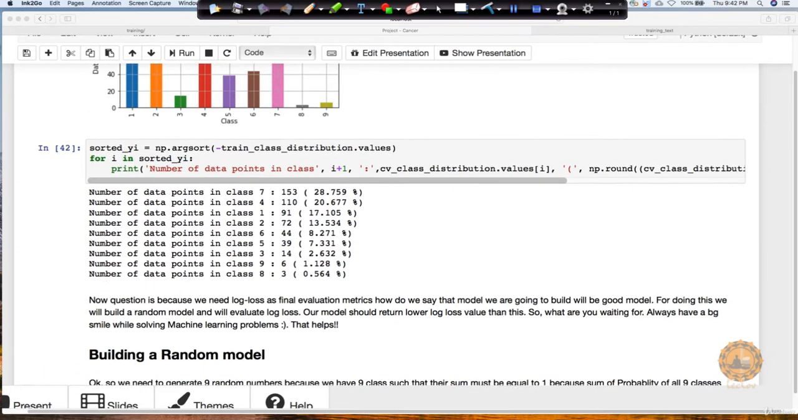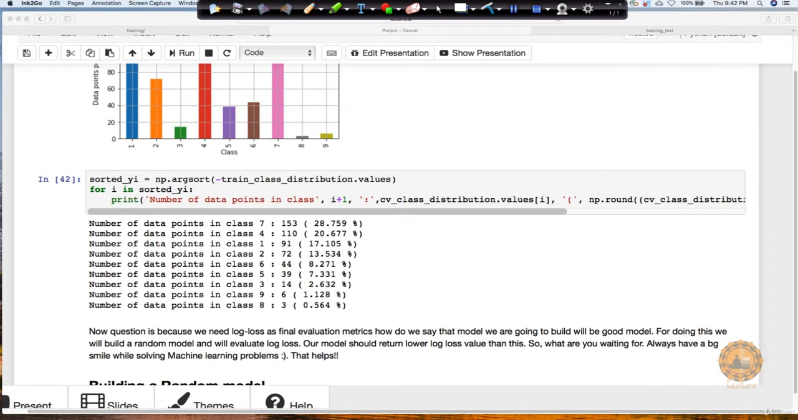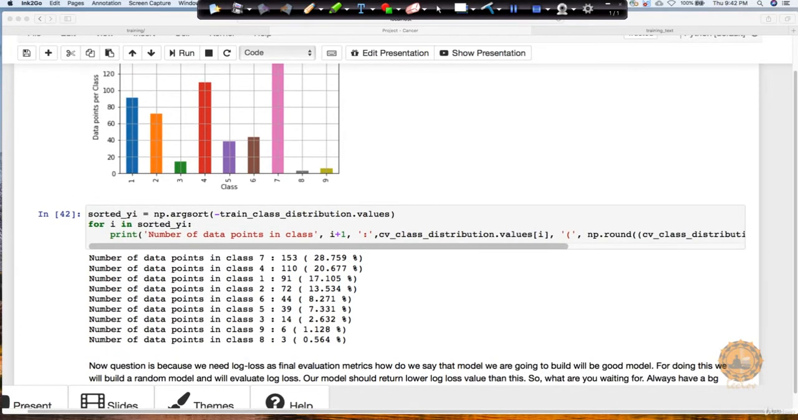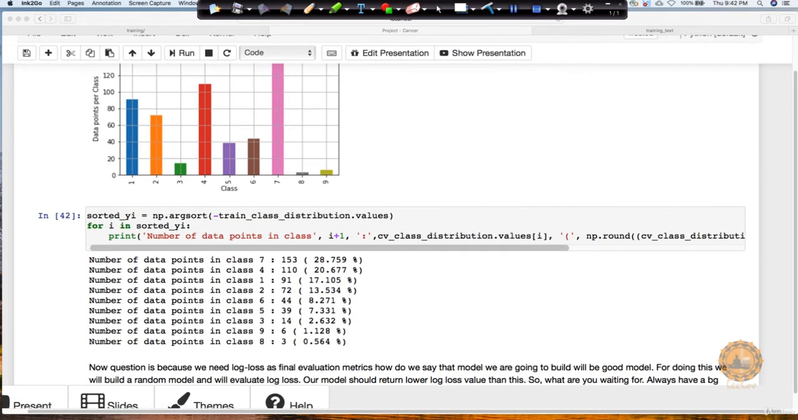Okay, so after we have done all the cleaning, we have looked at the data, we have got our training set, testing set, cross-validation set. We have even confirmed whether my distribution is appropriate or not. Now, after this, we need to go back and see what is the criteria based on which Kaggle is going to decide who is going to be the final winner.